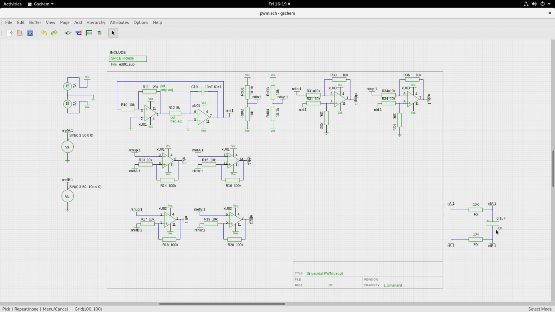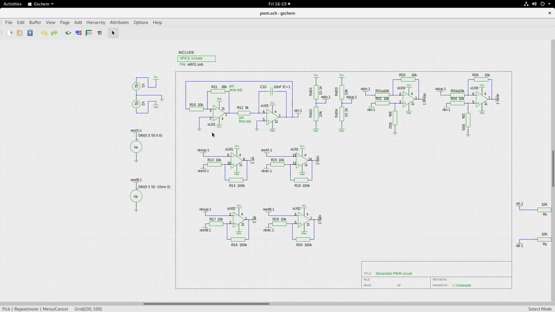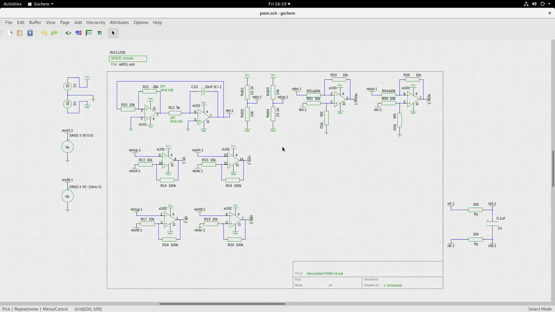And on this side I'm having a filter just to see whether you will be able to get back the fundamental modulating signal. And what is within the page border is the actual PWM circuit. So let us examine this. So let me expand.